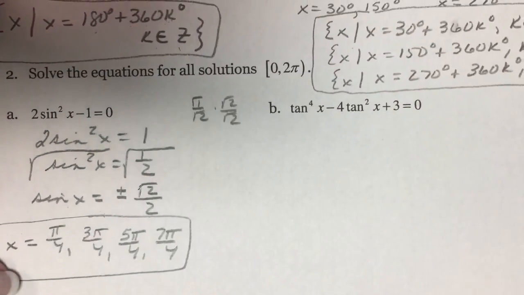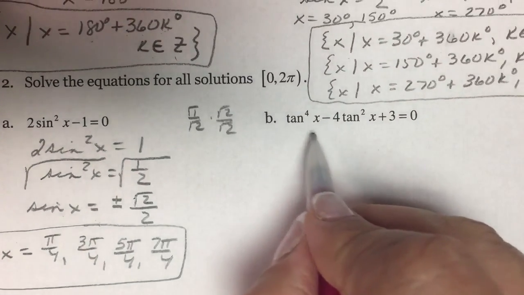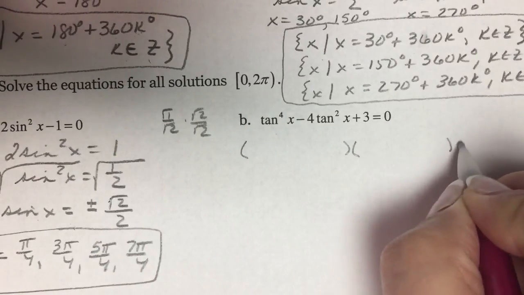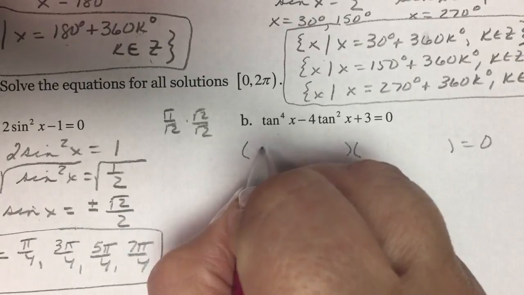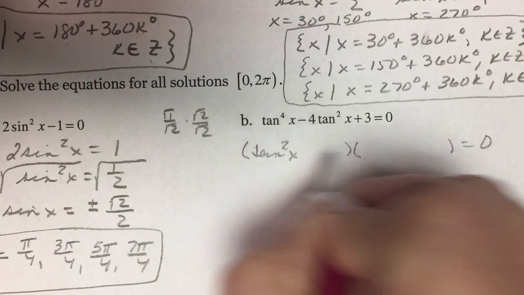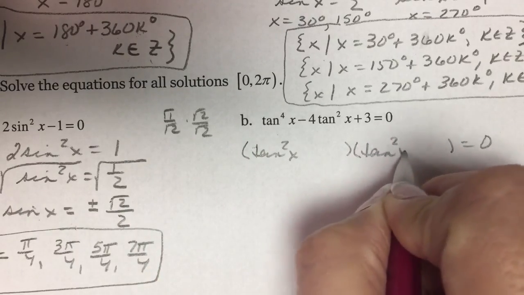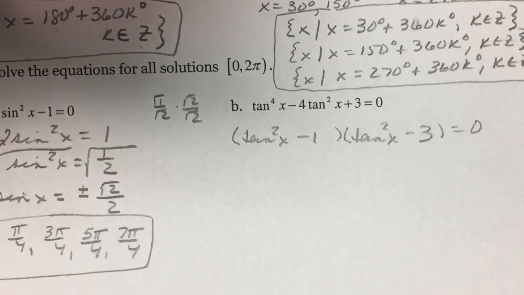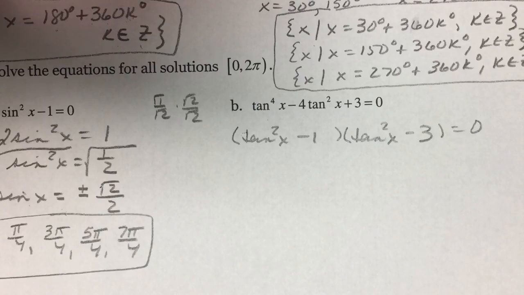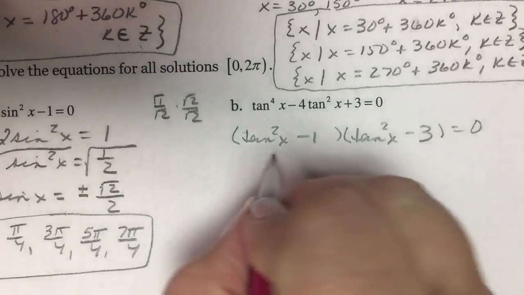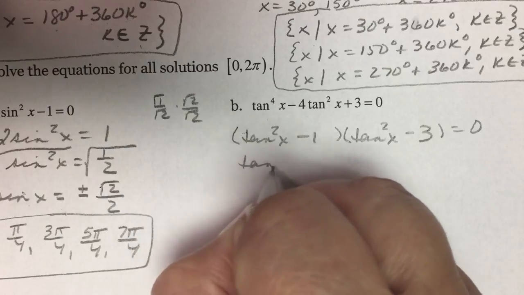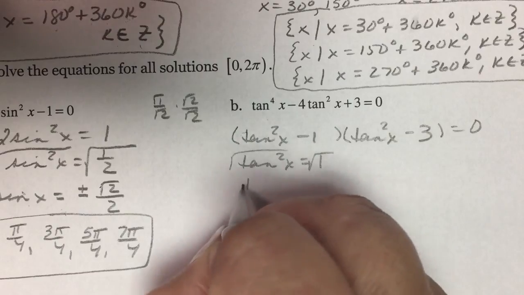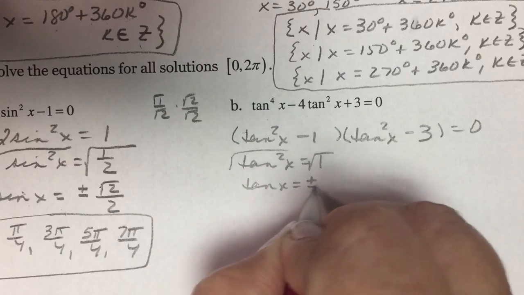All right, we're going to do something similar to B here. We're going to go ahead and we are going to factor this. So this would be tangent squared x and tangent squared x. It would be -1 and -3. So now let's go ahead and let's set each one equal to 0. So tangent squared x is equal to 1. And then if I square root both sides, I'm going to have tan x is equal to plus and minus 1.